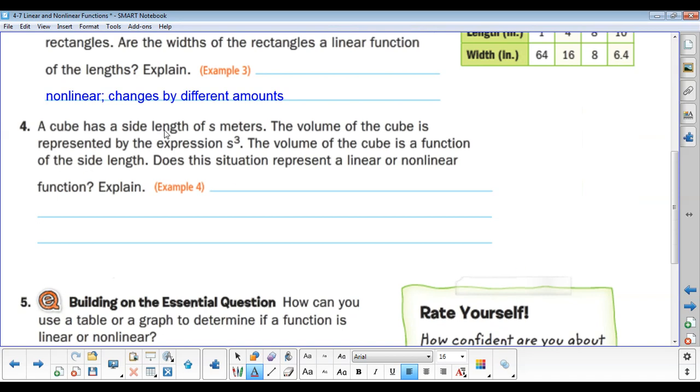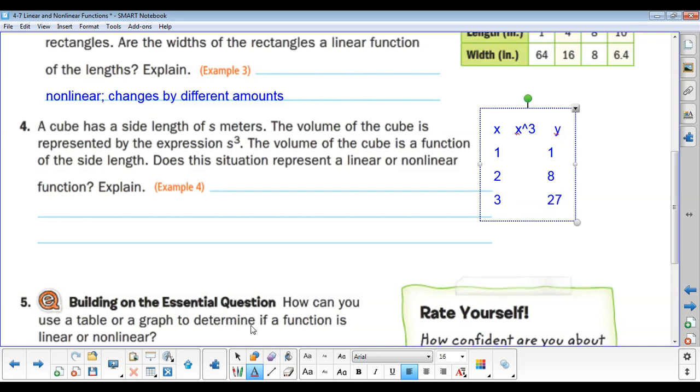Number 4 says a cube has side lengths of s meters. The volume of the cube is represented by the expression s cubed or s to the third. Is it linear or nonlinear? Now, what I could do if I wasn't quite sure is make myself a table where I have some x values, and then I would do x to the third to get my y values. So for example, if I picked 1, 2, and 3, I would end up with 1, 8, and 27. It is not linear.